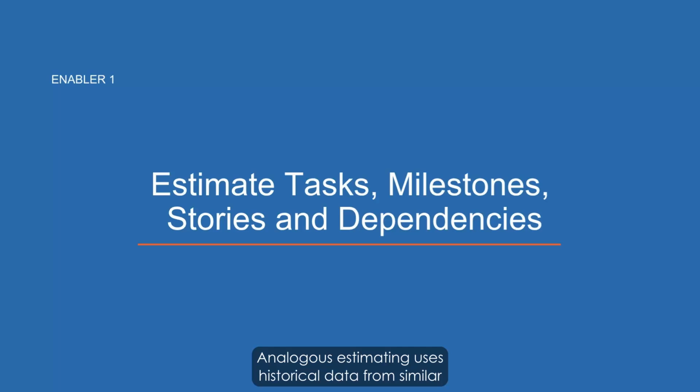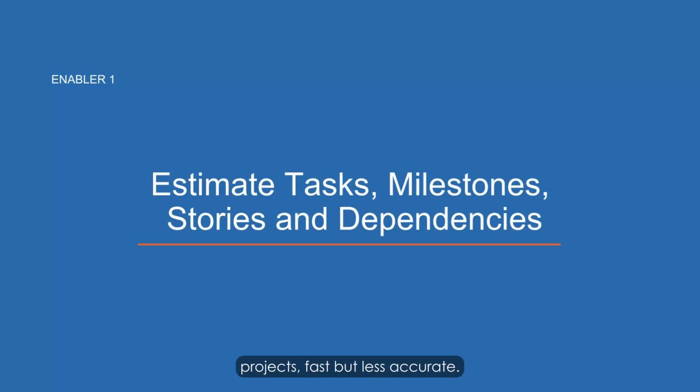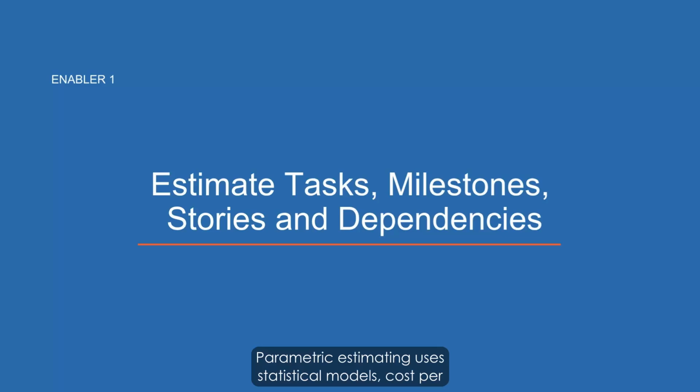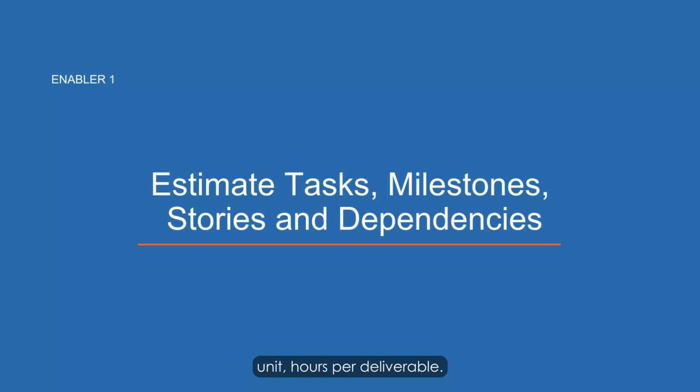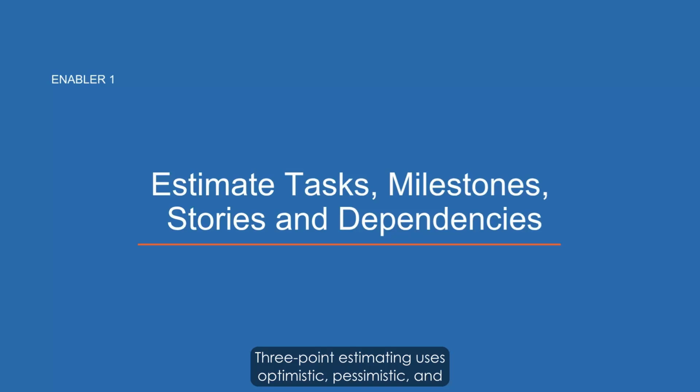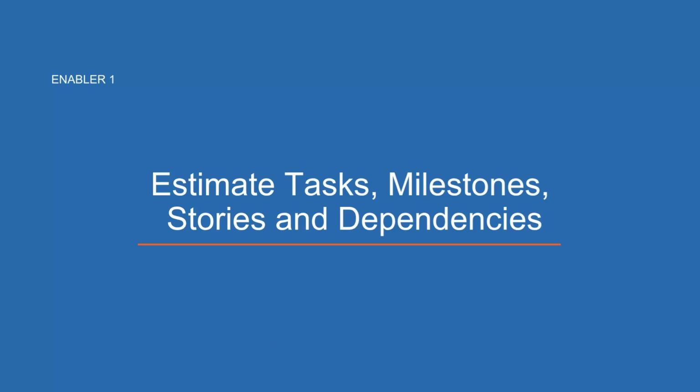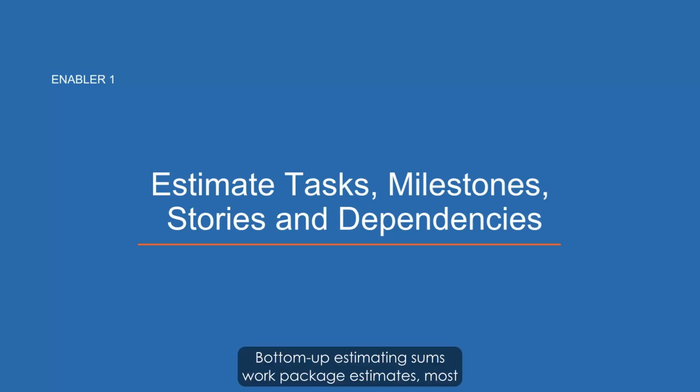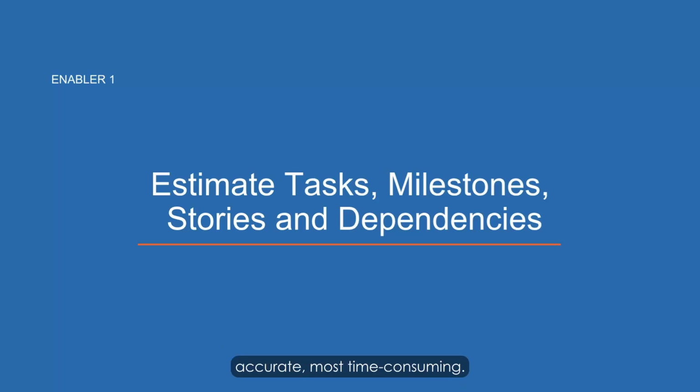Analogous estimating uses historical data from similar projects, fast but less accurate. Parametric estimating uses statistical models, cost per unit, hours per deliverable. 3-point estimating uses optimistic, pessimistic, and most likely durations to create a weighted average, the PERT formula. Bottom-up estimating sums work package estimates, most accurate, most time-consuming.